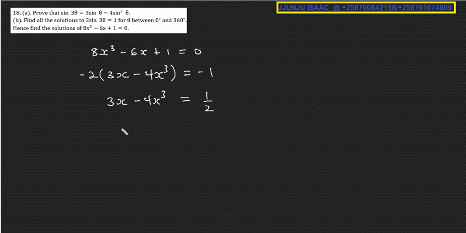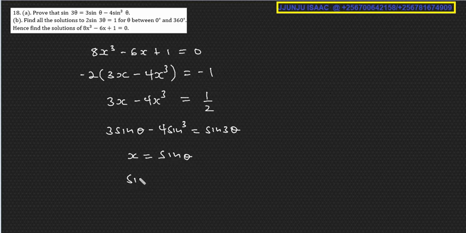So if I write 3 sine theta minus 4 sine cubed theta equal to sine 3 theta, it will mean that by comparing, x is what? x is going to be sine theta, and now sine 3 theta is going to be equal to a half, and it is what we have got.